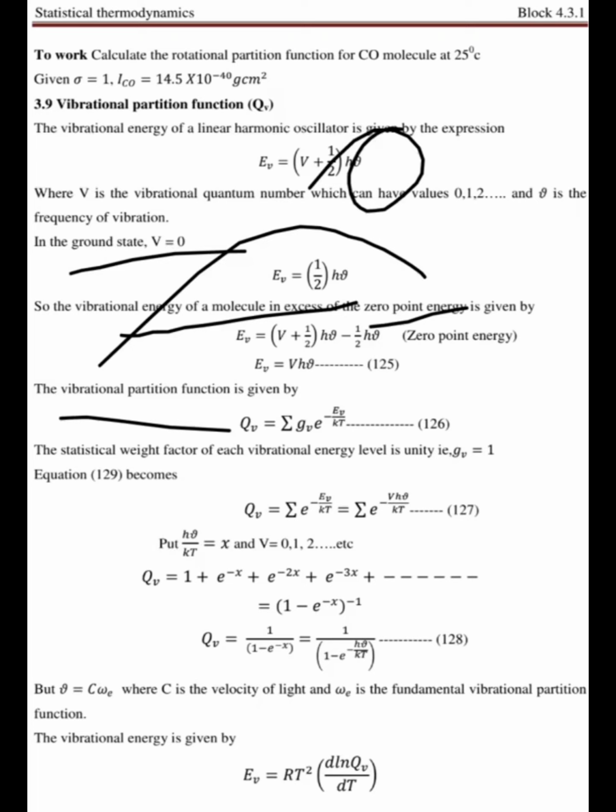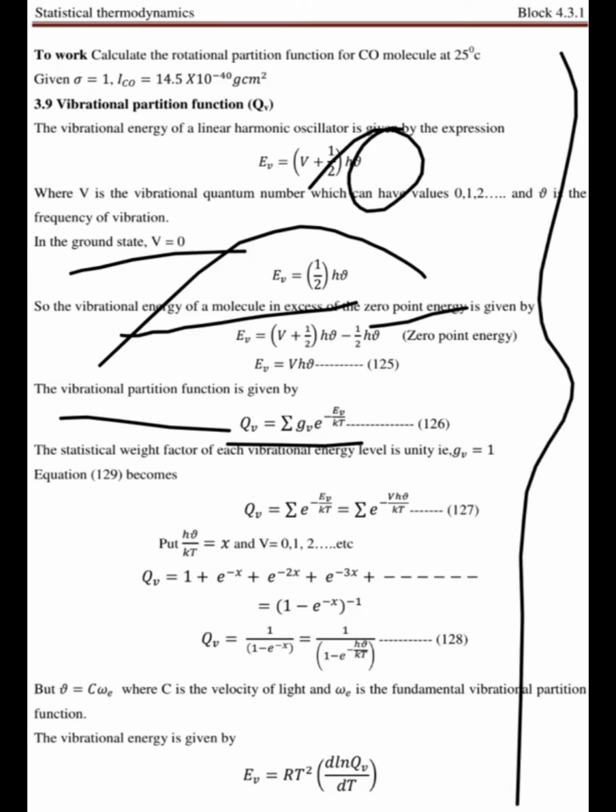E_V is equal to V h nu, that is equation 125, and Q_V is equal to summation of g_V by e to the power of minus E by kT, where here c also, it is the velocity.